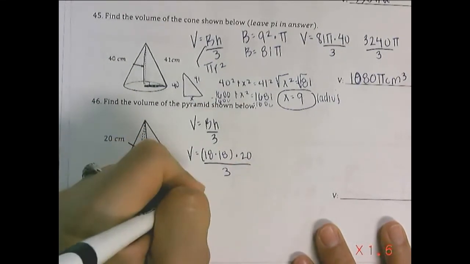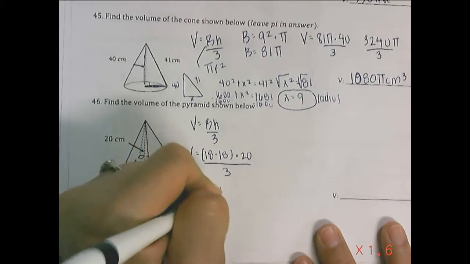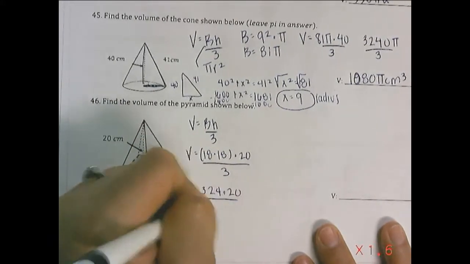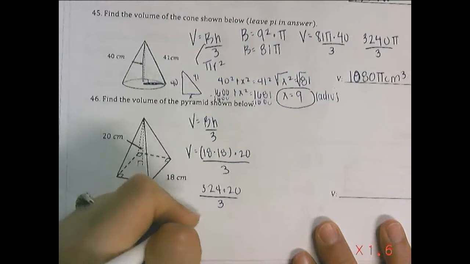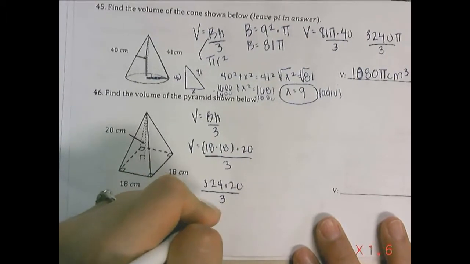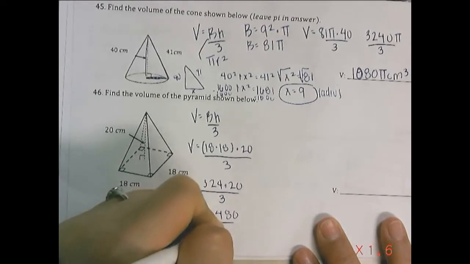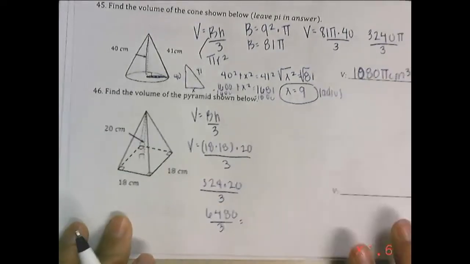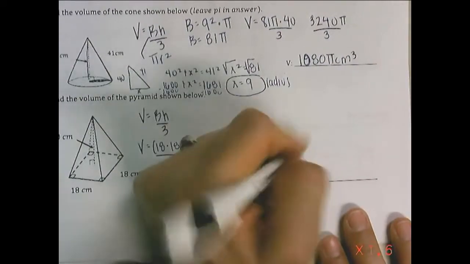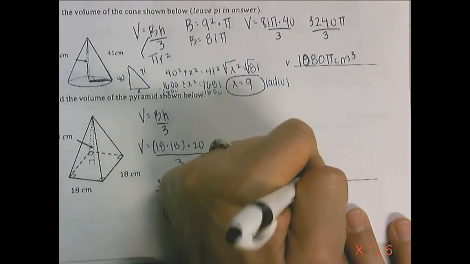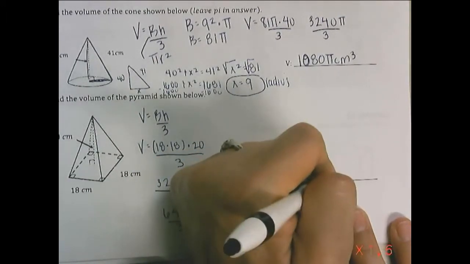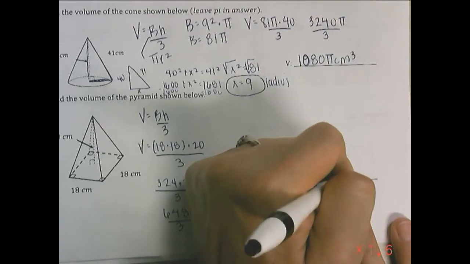So 18 times 18 is 324 times 20 divided by 3. All right, when I multiply those two together, I get 6,480 divided by 3, and I will get 2,160 centimeters cubed.